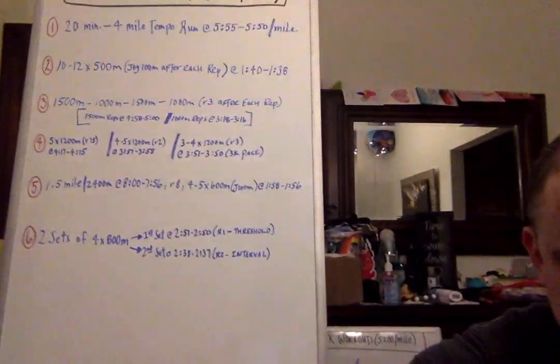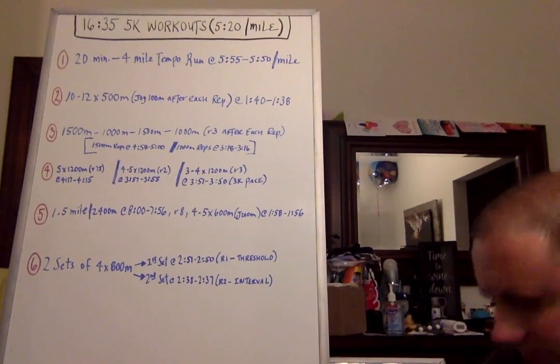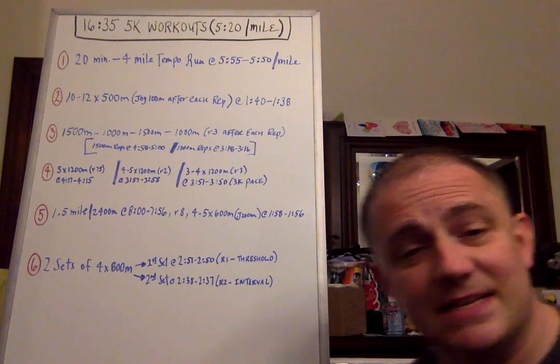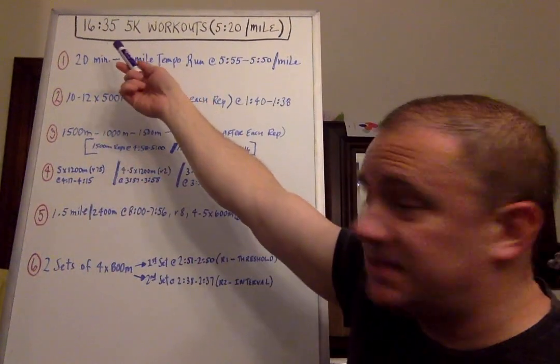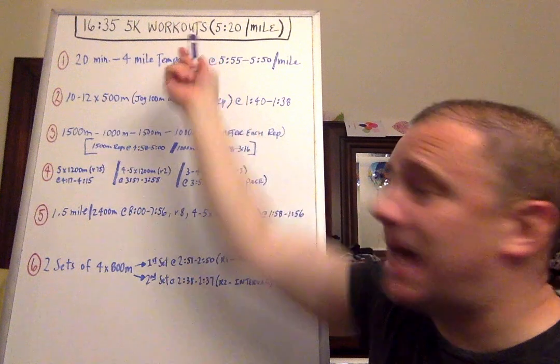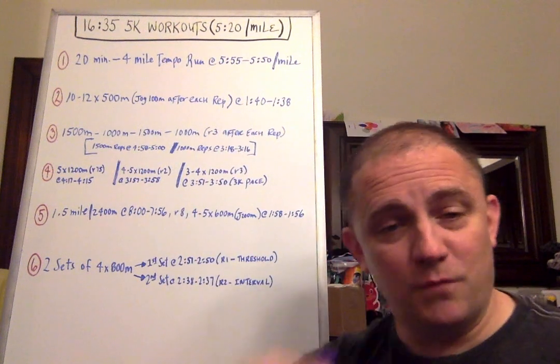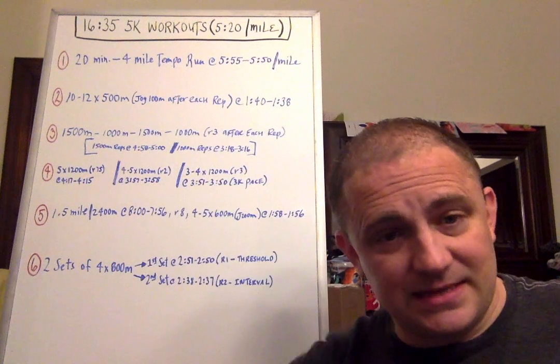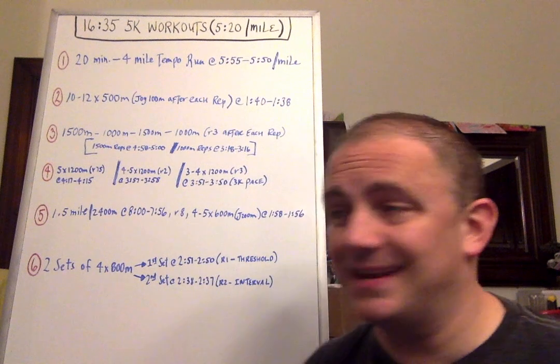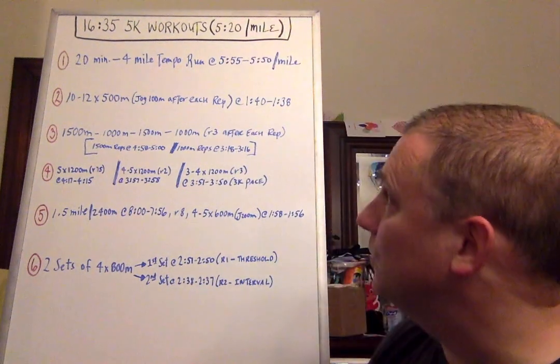So, with that, let's get to the workouts, okay? Because I want to get to the details, so you have as much detail as possible. And like I said, today we're talking 16:35 for the 5K, which is exactly 5:20 per mile. 40 seconds at the 200, 80 seconds at the 400. Okay, nice even number. All right.